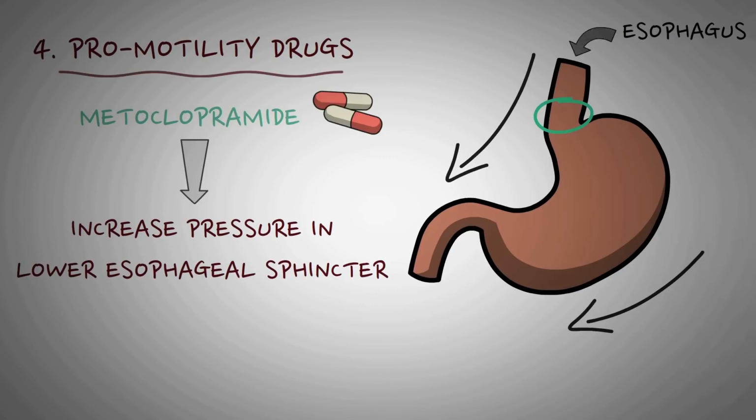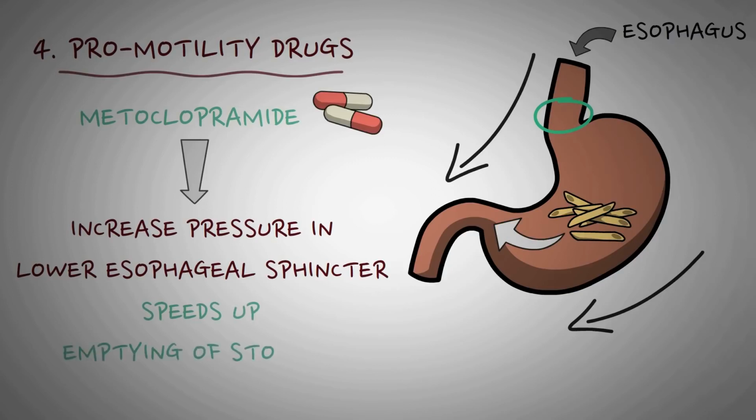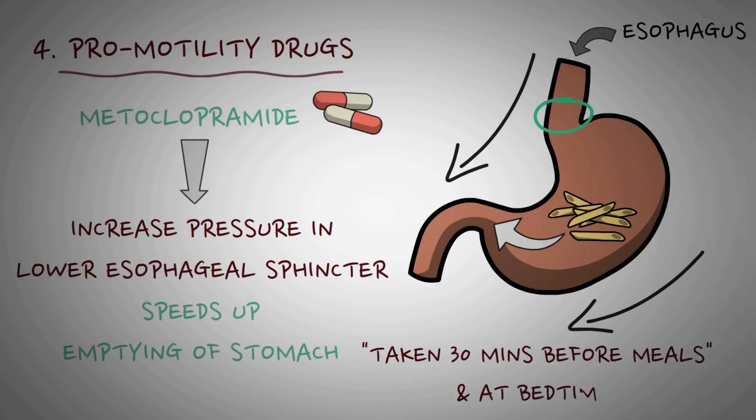However, these effects on the sphincter and esophagus are small. Therefore, it is believed that the primary effect of metoclopramide may be to speed up the emptying of the stomach, which also would be expected to reduce reflux. Pro-motility drugs are most effective when taken 30 minutes before meals and again at bedtime.